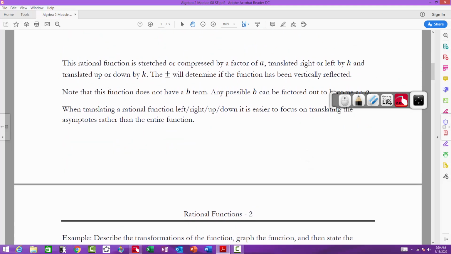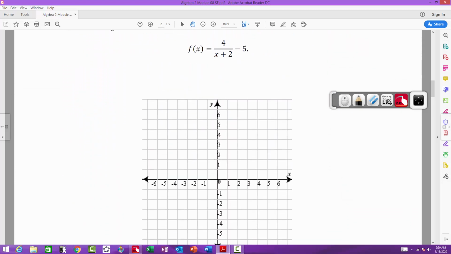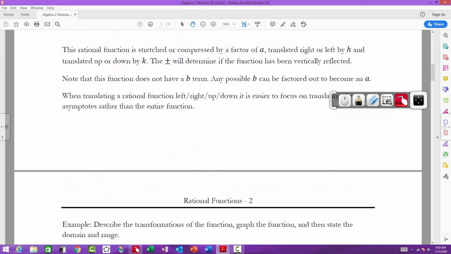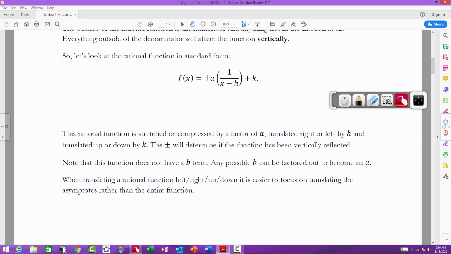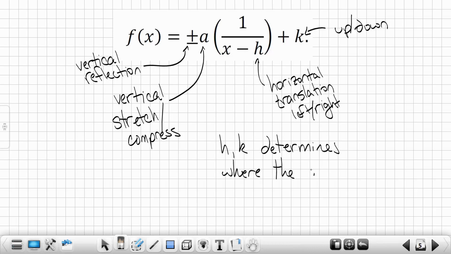So that's all written down right here, guys. Left, right, up, down, all that good stuff. Okay. So the HK, actually, do you guys have some room in here still to write a bit? Let's get one more thing written there, huh? So HK determines where the asymptotes cross. HK determines the coordinate where the asymptotes cross.